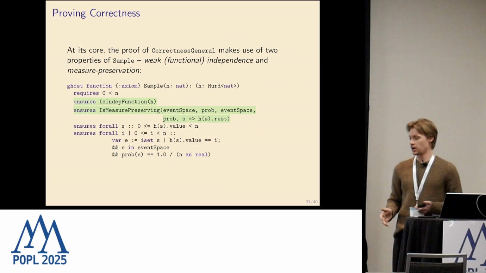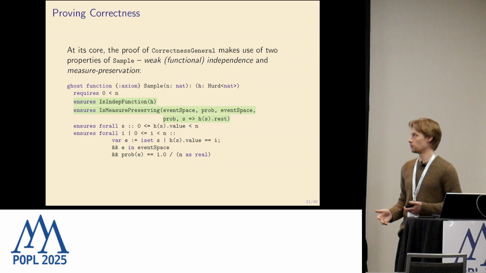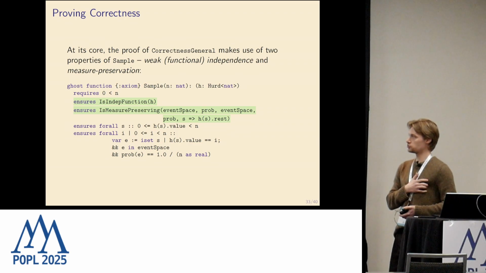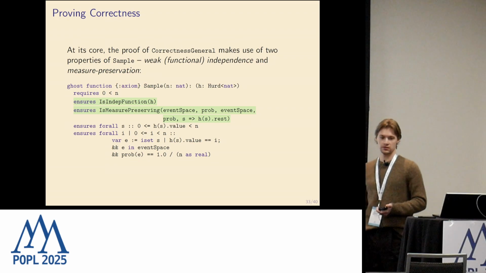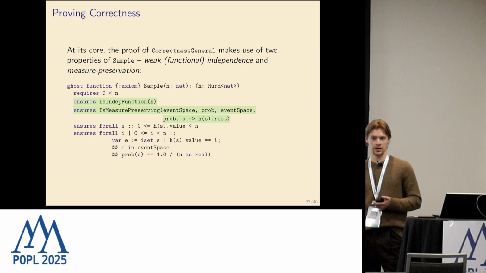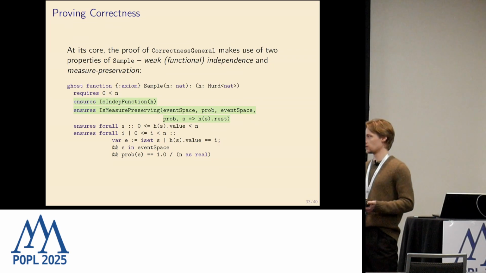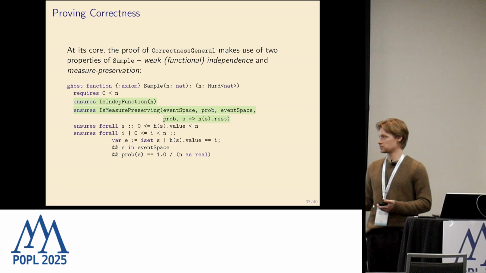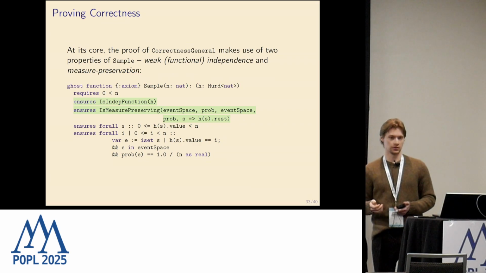And the interesting part is that the proof of that more general lemma essentially reduces to using two properties that we assume about the uniform sampler. One is something called weak functional independence, and two is measure preservation. I won't go into details, but the independence here refers to independence in the sense of probability theory, which says two events are independent if the probability of their intersection is the multiplication of the probabilities of the individual events. And measure preserving is essentially what you can see here. These two assumptions are sound by previous work, and they're sort of at the heart of the proof.